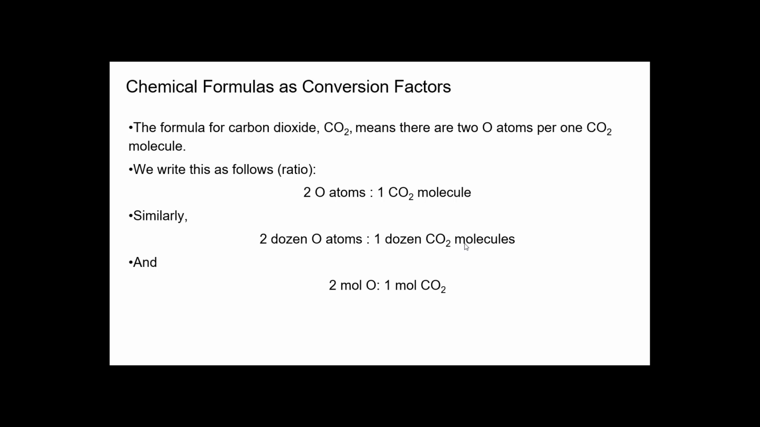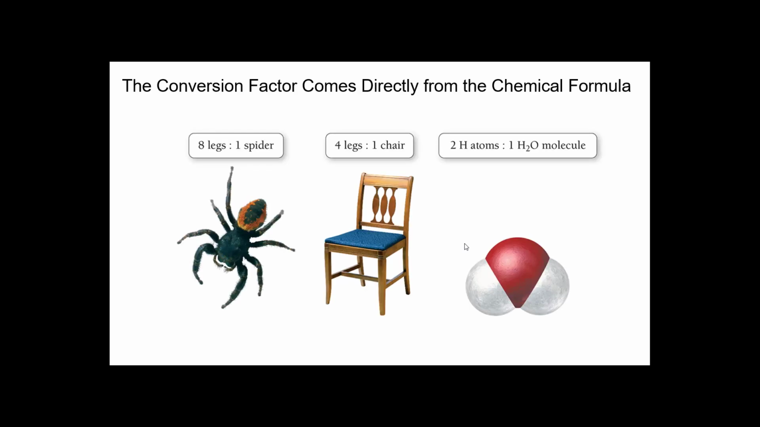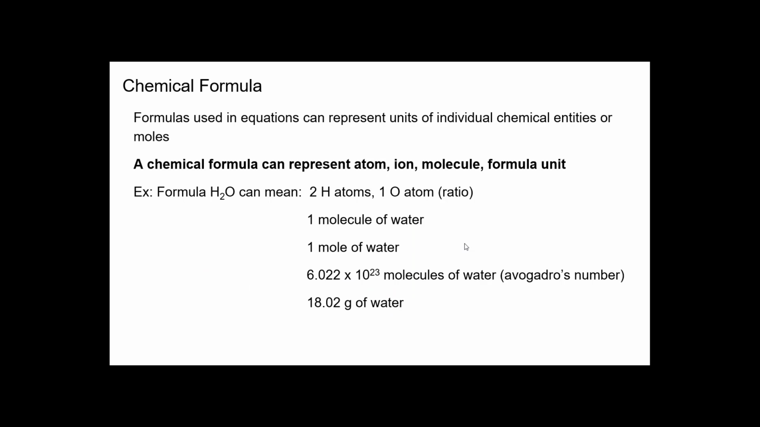This means that you have 2 moles of oxygen for 1 mole of CO2. It takes 2 moles of oxygen in order to make 1 mole of CO2 with 2 oxygens in it. I think that's a better analogy. So let's expand. You have a spider. 1 spider has 8 legs, and if you needed to use that as a conversion, you could. 1 chair has 4 legs, and 1 molecule has 2 hydrogen atoms in it. So inside this molecule, we have 2 hydrogen atoms, and we can also use that as a conversion factor, which is what we're eventually going to do.